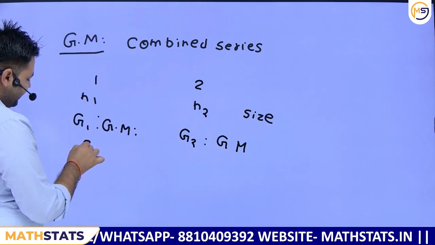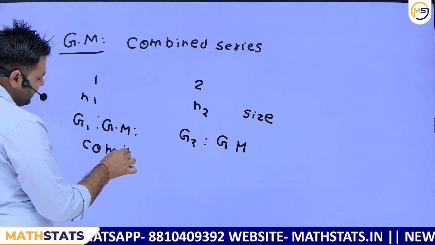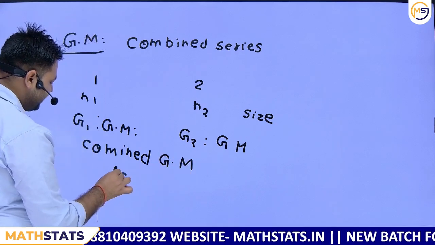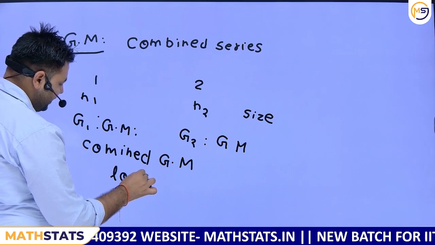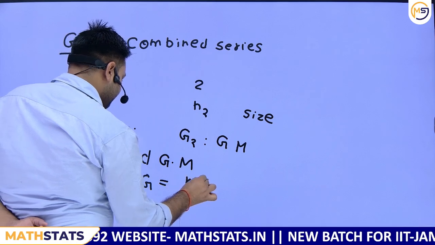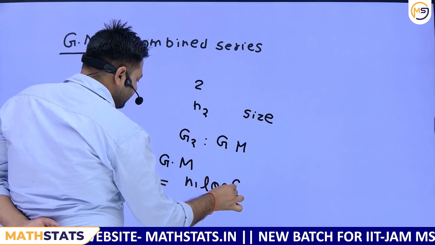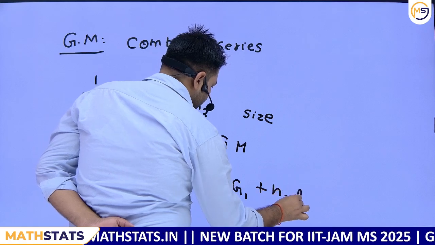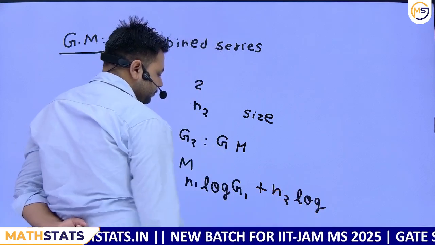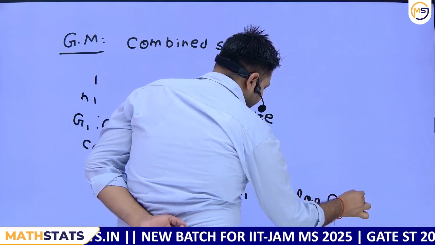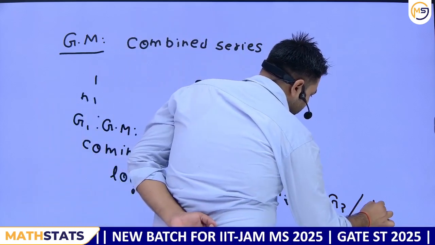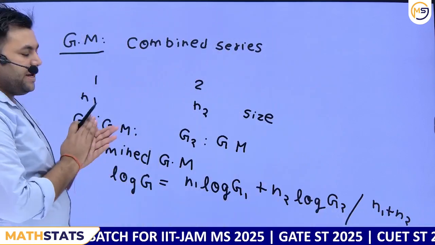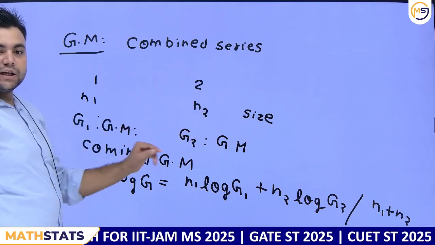So the combined geometric mean, or pooled geometric mean, combined GM, is given by log G equals n1 log g1 plus n2 log g2, divided by n1 plus n2. Right? This is n1 plus n2. So this is for 2 series. Now you can generalize it.